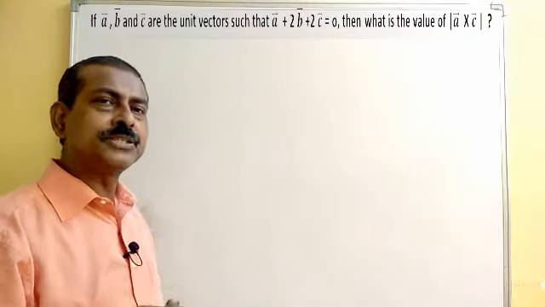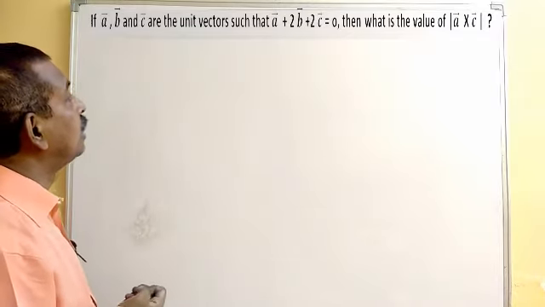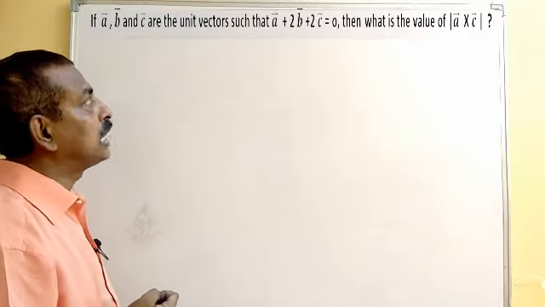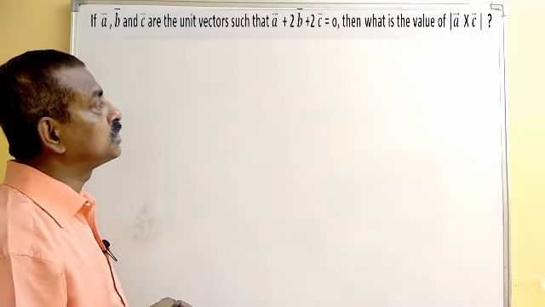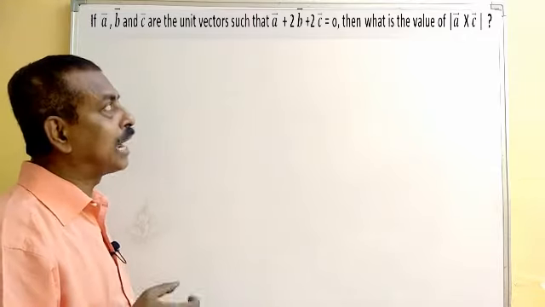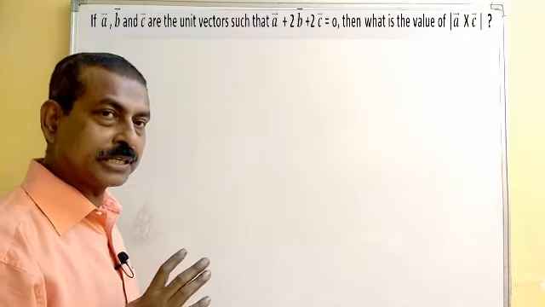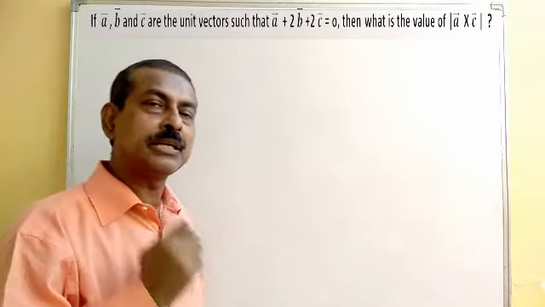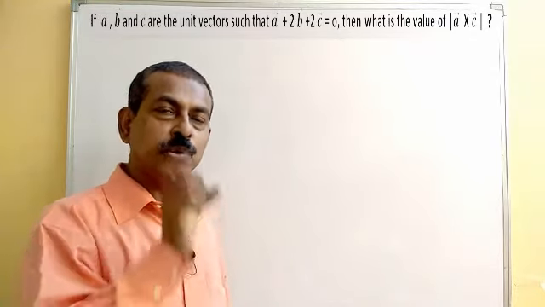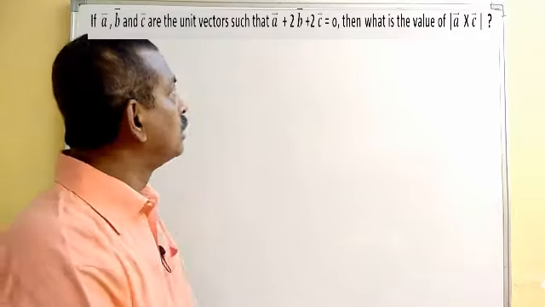This is another question which is slightly tricky. If vectors A, B, C are unit vectors such that vector A plus 2 times vector B plus 2 times vector C is equal to 0, find the value of the magnitude of A cross C. A, B, C are unit vectors. One condition is given: vector A plus 2 times vector B plus 2 times vector C is 0. You have to find the magnitude of the cross product of vectors A and C.